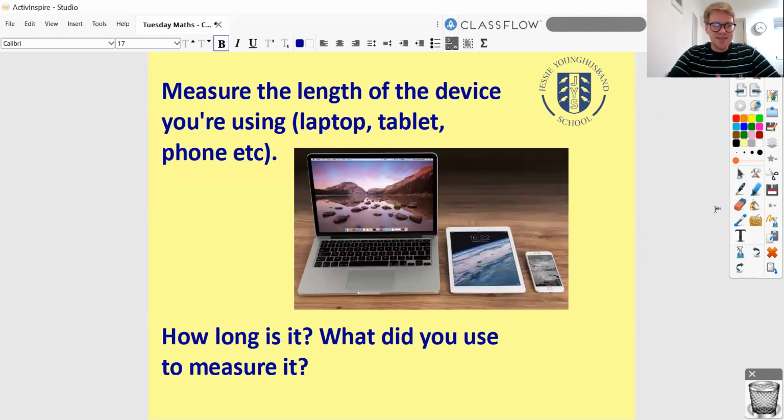So with each of these, pause the video on each one, maybe do some jotting down if you want to, and see how you get on. So question number one then, it says, measure the length of the device you're using. So that might be your laptop, your phone, your tablet. I want you to measure it and find out how long it is. Now, conversation number one at home is going to be, what could you use to measure it? So have a good think about that as well. So that's question number one. Pause that and come back when you're ready.